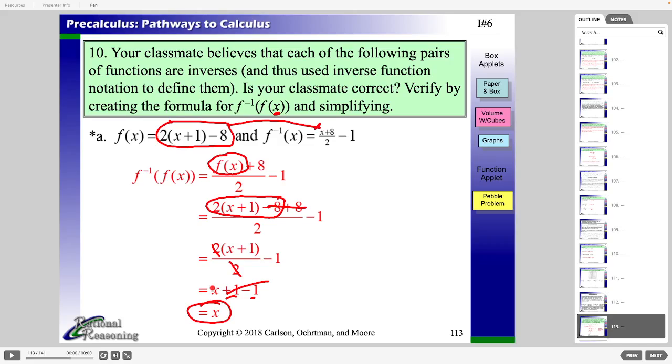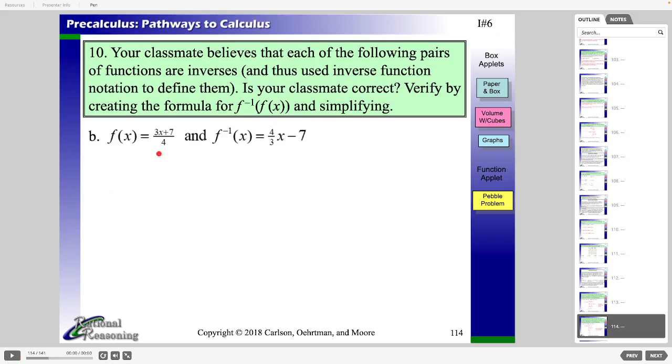Now to really prove that they're both inverse functions, we also have to show that it works the other way. We have to go f of f inverse of x, and this also has to equal x. Occasionally you get one that will work in one direction but not the other. Those are very rare, but they do occur. It's possible. It really has to work both ways.